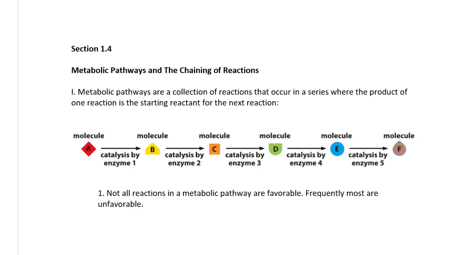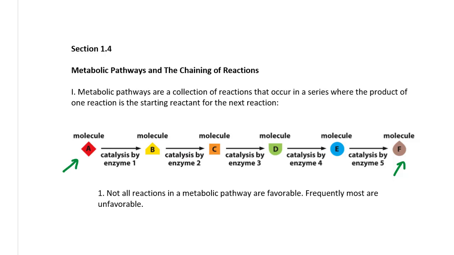Okay, section 1.4, metabolic pathways and the chaining of reactions. Metabolic pathways are a collection of reactions that occur in a series where the product of one reaction is the starting reactant for the next reaction. So we can see here that the starting molecule is A and the end product of this pathway is F, and that all the in-between B, C, D, and E are intermediate products.